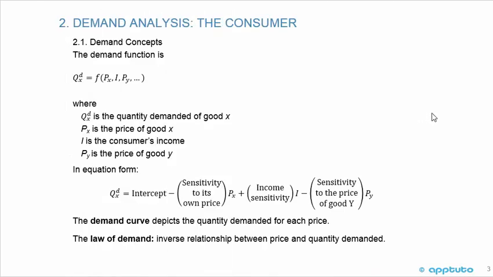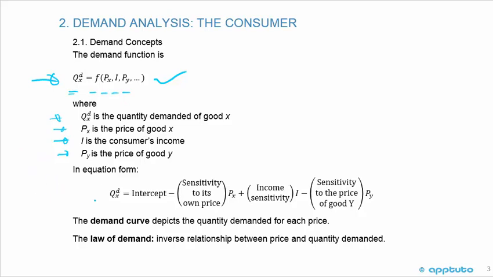Demand analysis, the consumer. The demand concepts. The demand function is given here, and we've got a formula. Let's just look at what each variable is reflecting. QDX is the quantity demanded of good X, PX is the price of the good X, I is the consumer's income, PY is the price of good Y. So you can see that the quantity demanded for X is going to be a function of the price of X, your income, and the price of a good Y, okay?